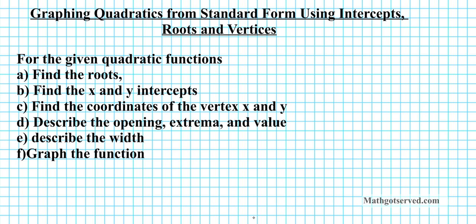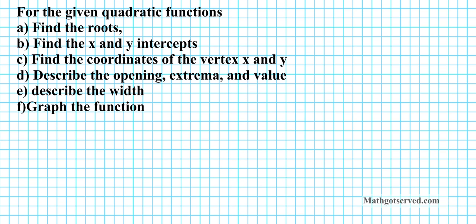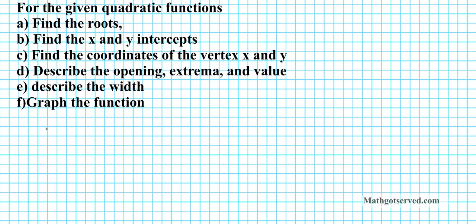Good day, students. In this clip, we're going to be going over two examples on how to graph quadratics from standard form using intercepts, roots, and vertices. So for each example, we're going to find the roots first, the intercepts, the coordinates of the vertex, both the x and the y. We're going to describe the opening, the extrema, and find the value of the extrema. We're going to describe the width, and then graph the function. Okay? All right, let's go ahead and take a look at the first problem, question number 1.